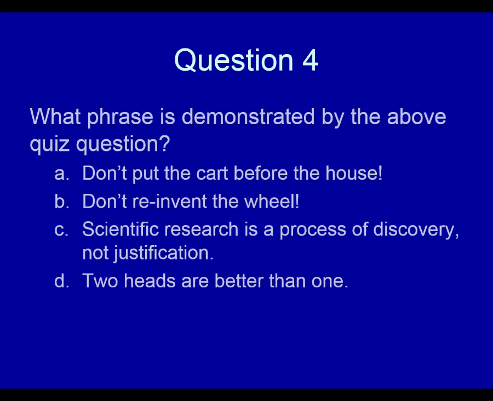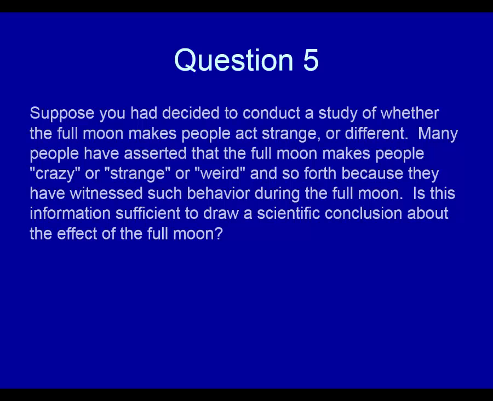Here's question 4. What phrase is demonstrated by the above quiz question? The answer here is C, scientific research is a process of discovery, not justification. That was one of the several phrases we talked about in the book. You don't do research to prove a point. That's inconsistent with the spirit of scientific inquiry. Here is question number 5.